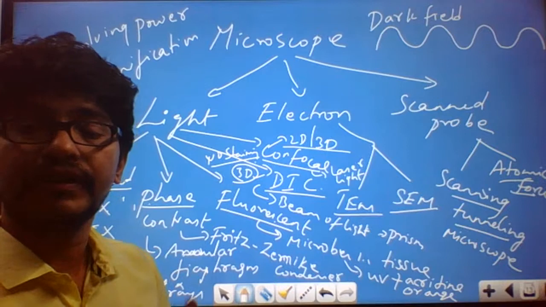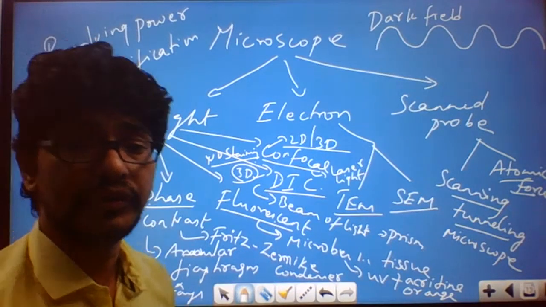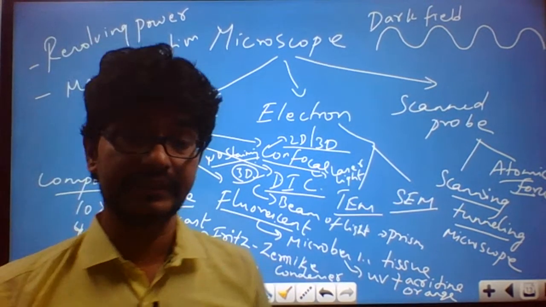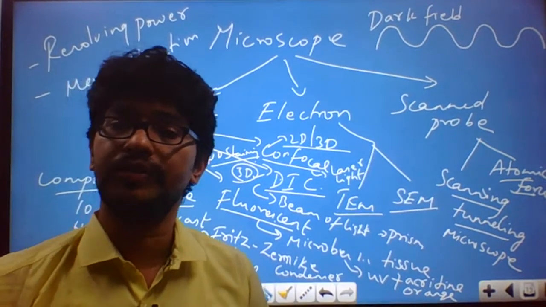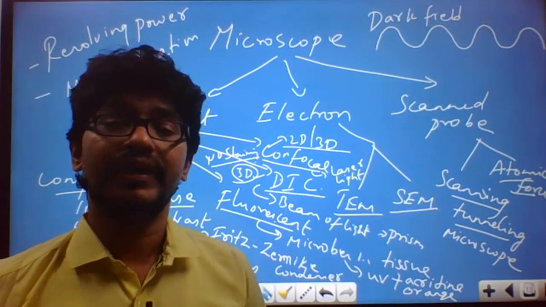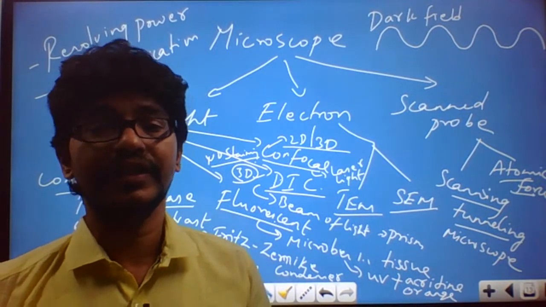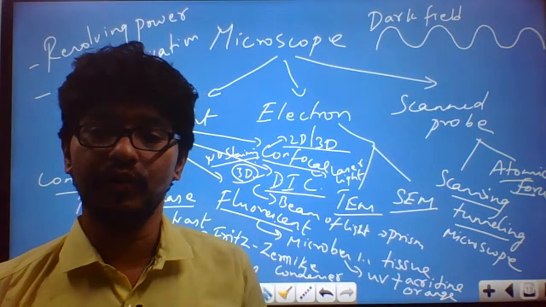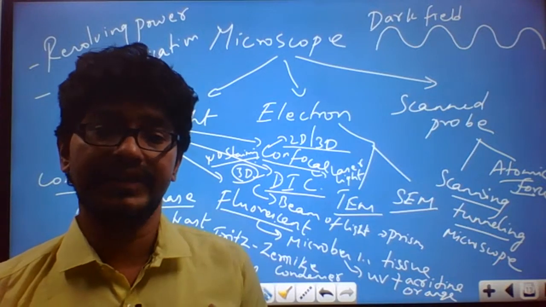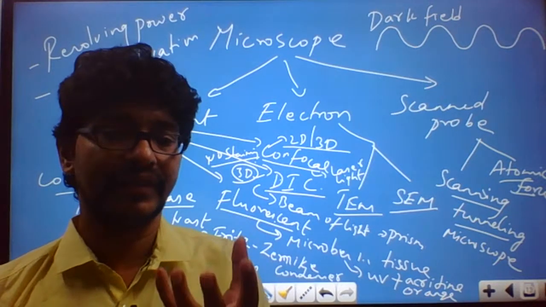So what type of condenser? You may have a question: is there a special type of microscope called a dark field microscope? No. At any point of time, the bright field microscope can be changed to a dark field microscope. Then what do you have to do? You have to change only the condenser, that is, the diaphragm.